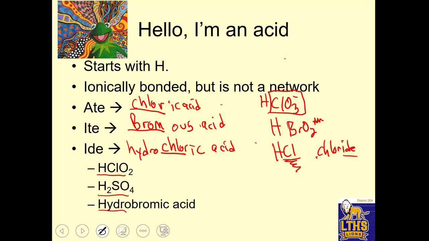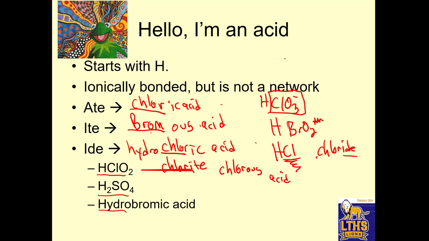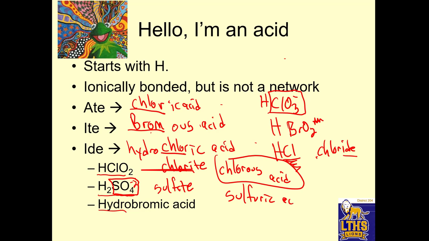So HClO2, this is chlorite, right? So chlorite means it turns into ous. So this is chlorous acid. This SO4 right here, SO4 negative 2, is sulfate. So that's going to be, ate becomes sulfuric acid. Hydrobromic acid comes from bromide. That's going to be HBr.